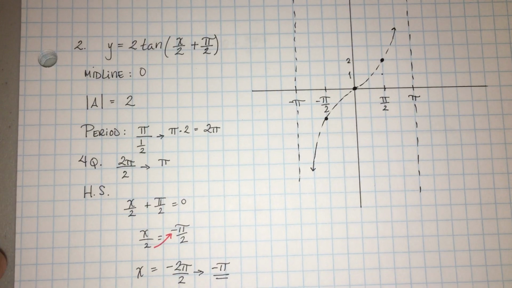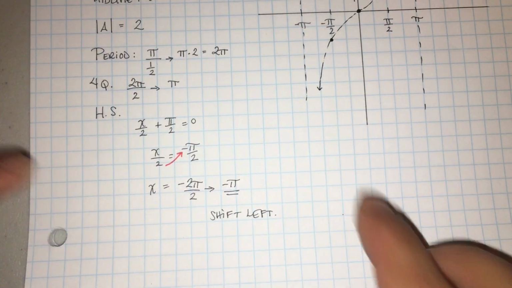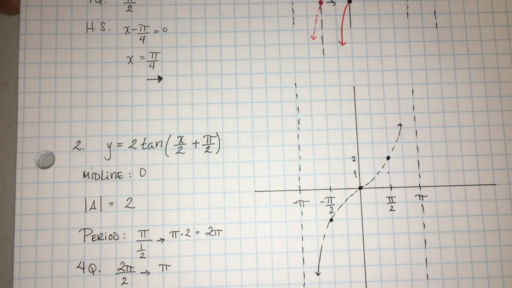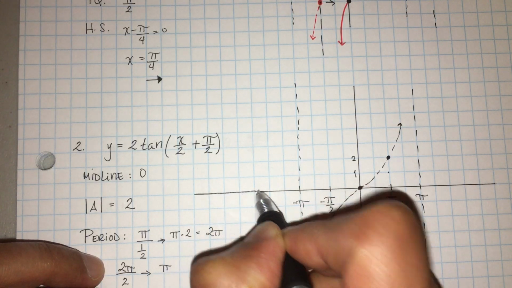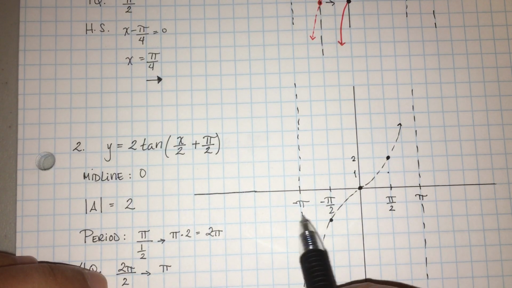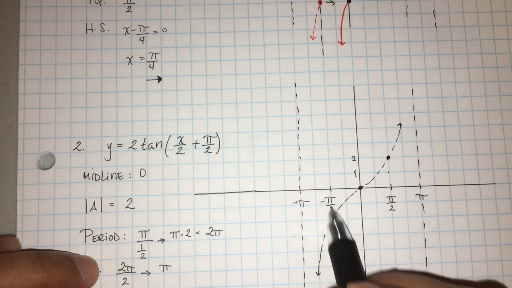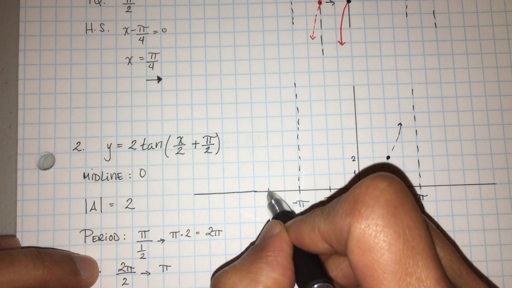So now, okay, we got to shift it. We're going to shift it to the left. How much? Well, pi units. So I need to make myself some room. Let's go ahead and extend this guy over here. Let's go ahead and put our radian. So this is 1 pi over 2, 2 pi over 2. So that's 3 pi over 2.